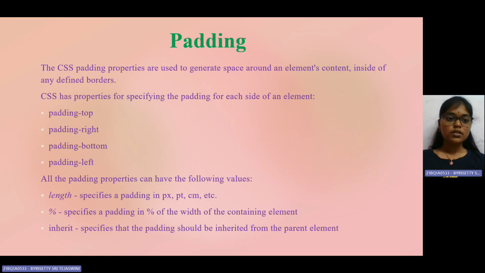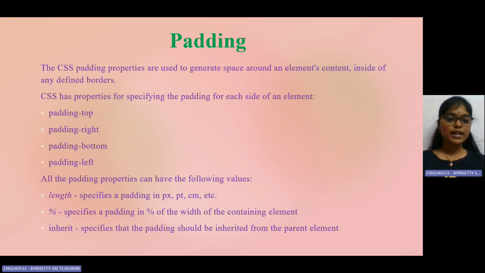First, let us see the padding. The CSS padding properties are used to generate space around an element's content inside of any defined borders. So in CSS, the gap between the border and the first word of the content is defined by the padding. CSS has properties for specifying the padding for each side of an element: padding-top, padding-right, padding-left, padding-bottom. So these are the four properties for the padding.